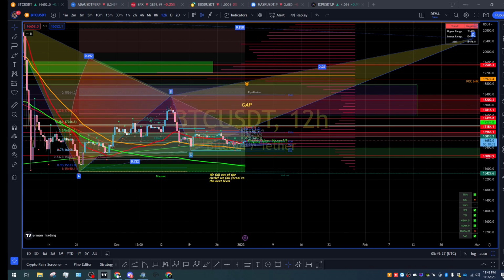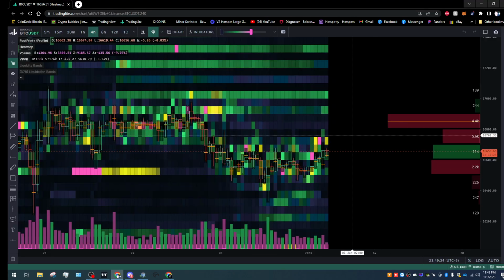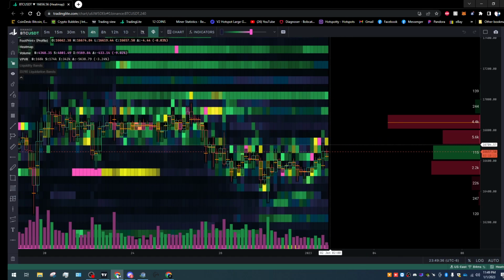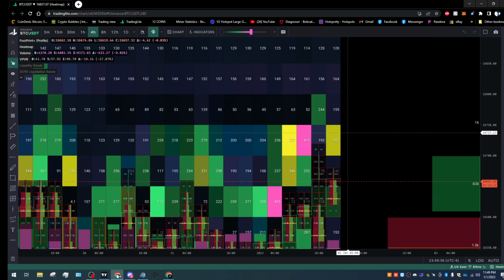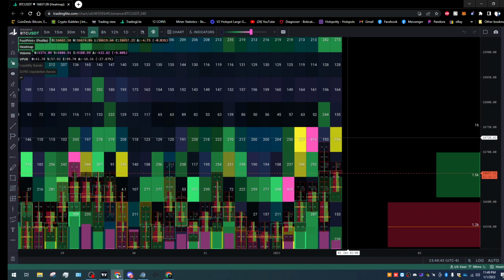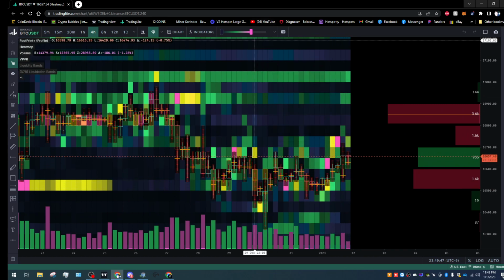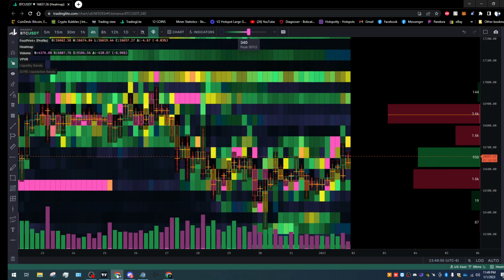If we move this over to the heat map, we can see the same type of stuff. Just looking at the heat map, we were fighting lots of sell blocks getting made here. These were pink throughout the day, and they've been getting bought and getting bought and getting bought. So lots of buying pressure, just pushing up price.